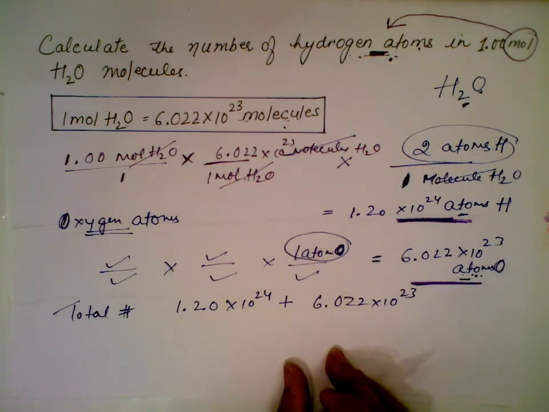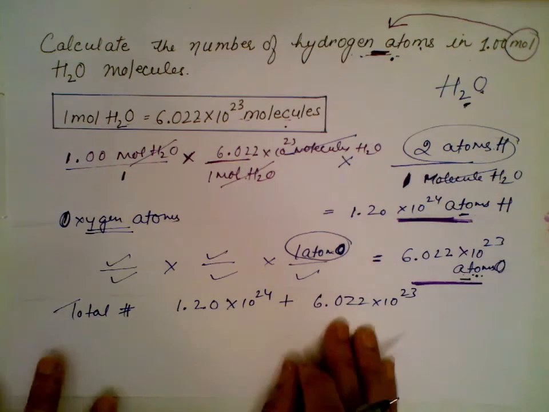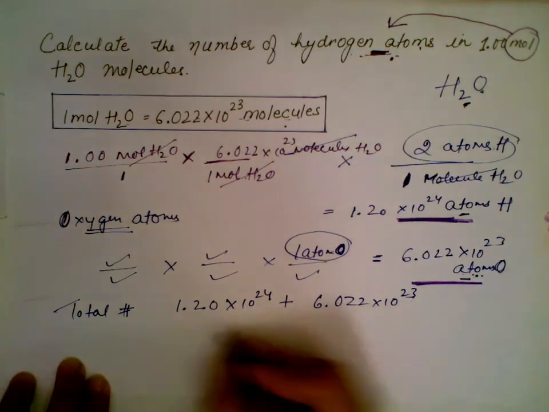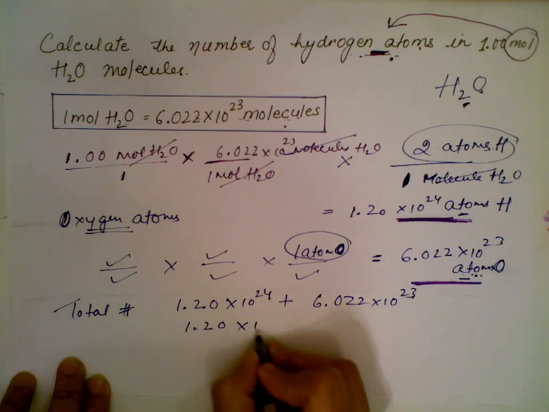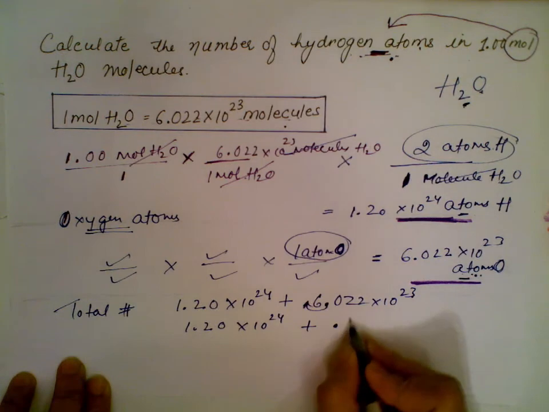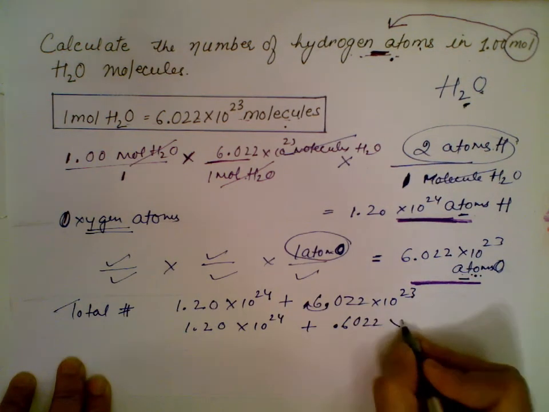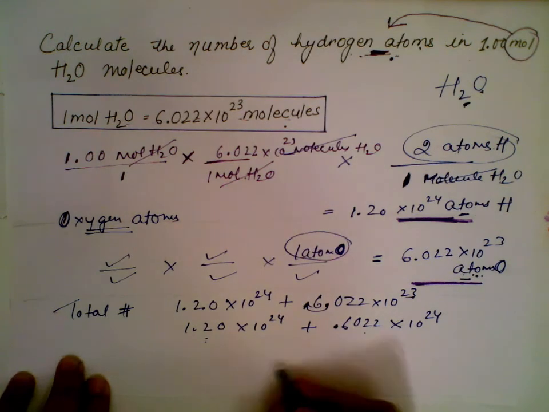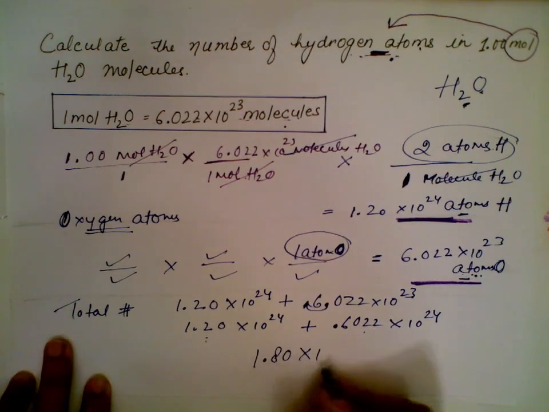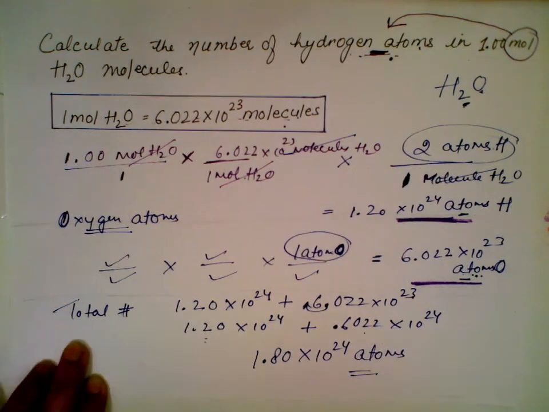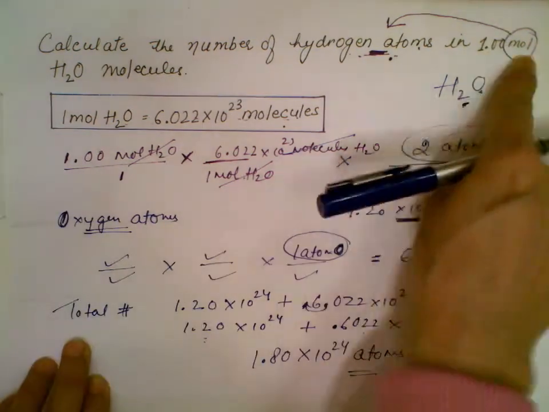Well, here you have to use the rule of adding with scientific notation. You have to make either this 23 or make this 24, either one. All right. The exponents have to be the same. So if I move this decimal over here, this will become 24. Okay, now you add these numbers, and this comes out as common. Atoms, these are the total atoms in 1.00 mole of water molecules.